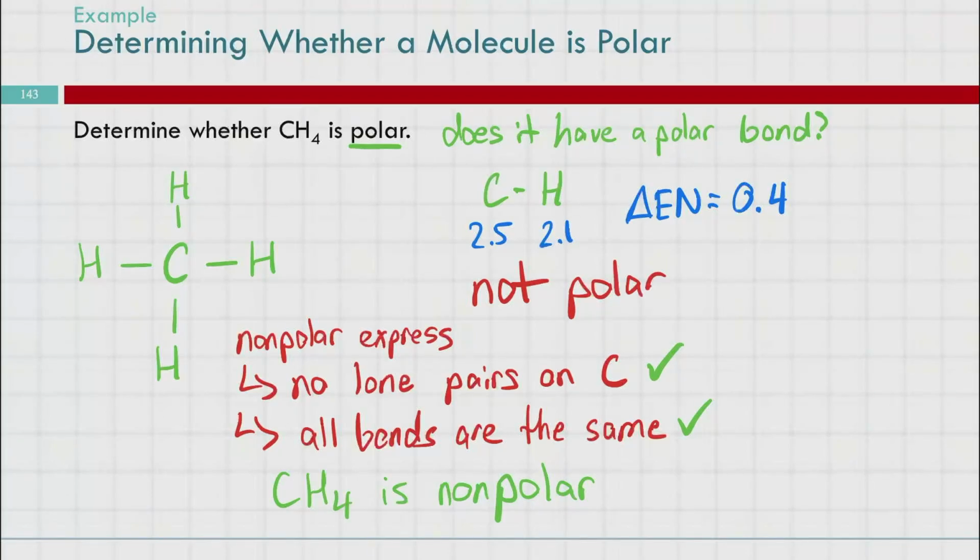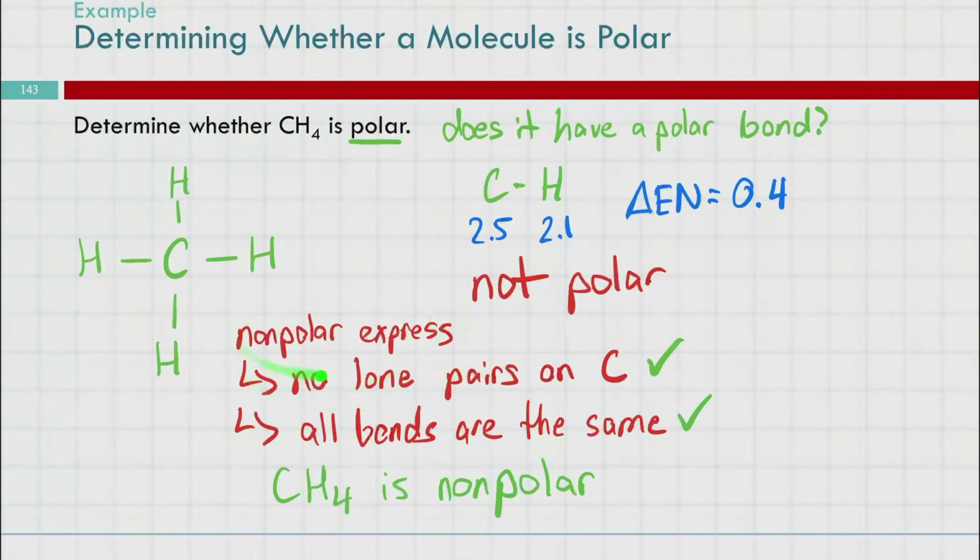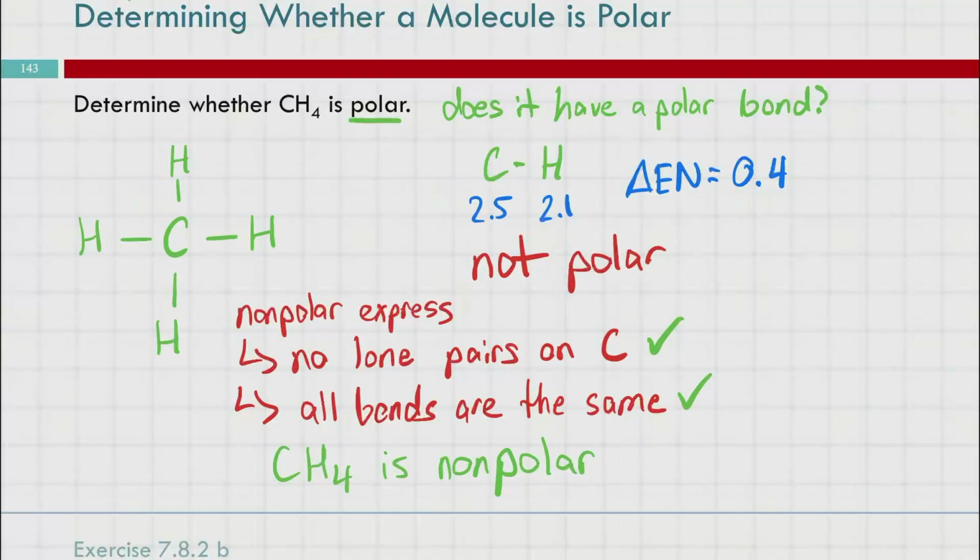Alternatively, you could memorize that the tetrahedral molecular geometry is going to be nonpolar, but that's kind of baked into the nonpolar express. So I think this is a better method, just memorizing these two conditions rather than memorizing all the individual shapes.